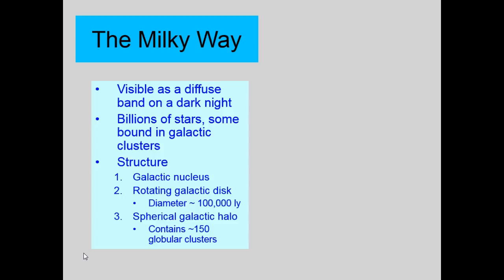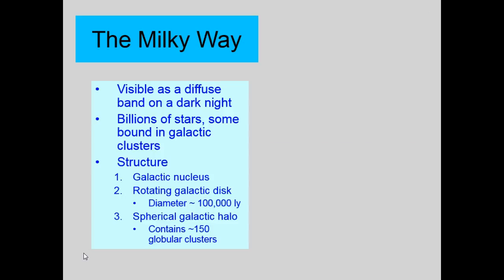This is in 100,000 of those. That's the diameter of our galaxy, the Milky Way. Now, there's not just that. That's this disk that's around it like this. Then there's a galactic halo that's completely around it, and it contains about 150 of these globular clusters that are outside the disk.